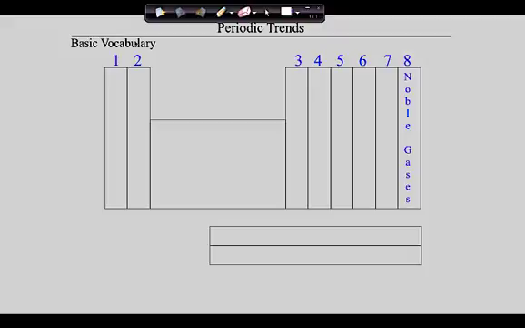So guys, group number 1. These are what are called the alkali metals. So this first group are what are called the alkali metals. So lithium down through sodium, potassium, rubidium, cesium, those are what are called the alkali metals.